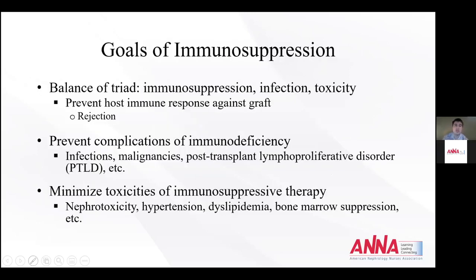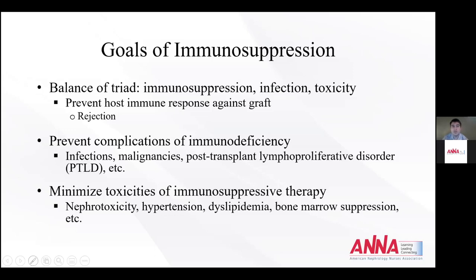So our main goals of immunosuppression, and it doesn't matter pediatric or adult, the goals are pretty standard. It's a balance, and it's a delicate balance. We try to balance three main things. It's a balance of a triad where you want enough immunosuppression to prevent rejection, but not so much that you cause infection, and not so much that you also cause toxicity to other organs.